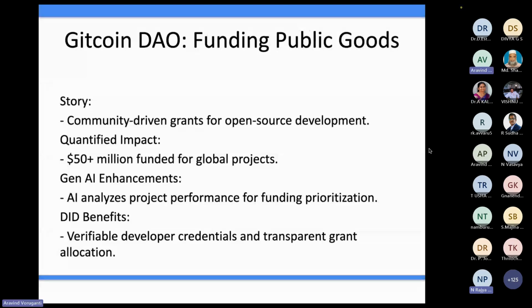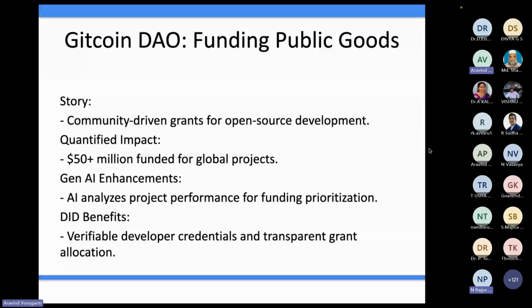Okay, sir. So Gitcoin basically received $3 million in community donations in their very early stages, 2022. And now they are funding $50 million worth of projects globally. So now just imagine what a DAO can do, right? Gitcoin DAO showcases how decentralized communities can sustain innovation and infrastructure for the greater good.